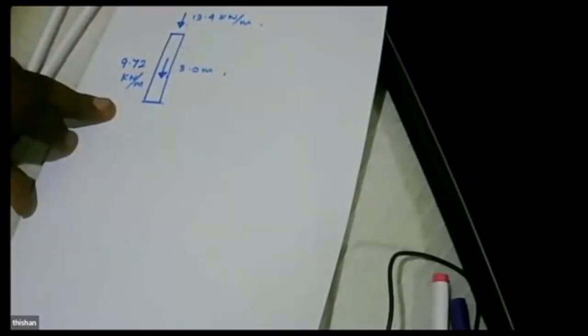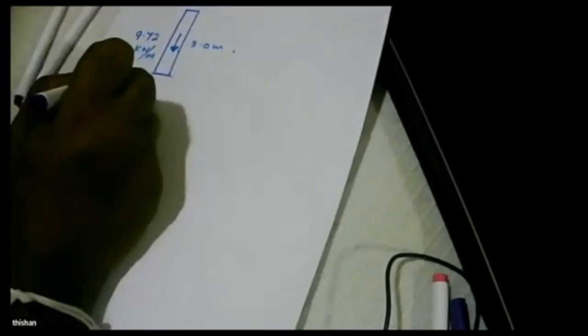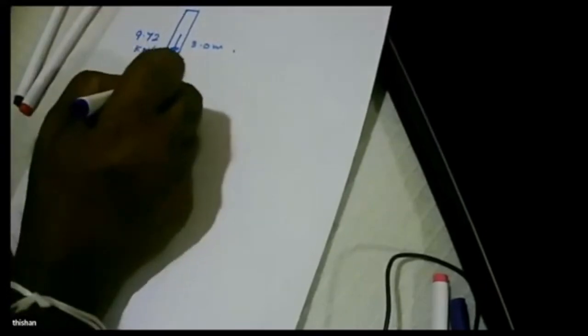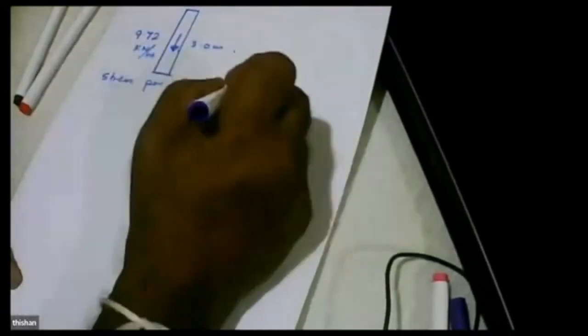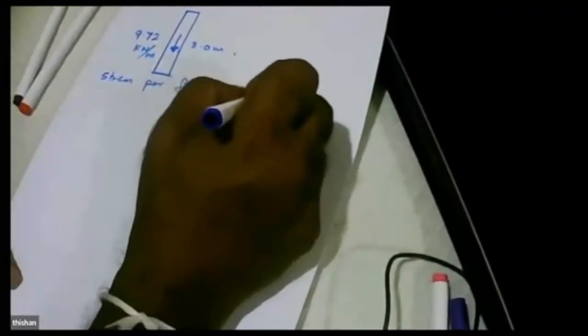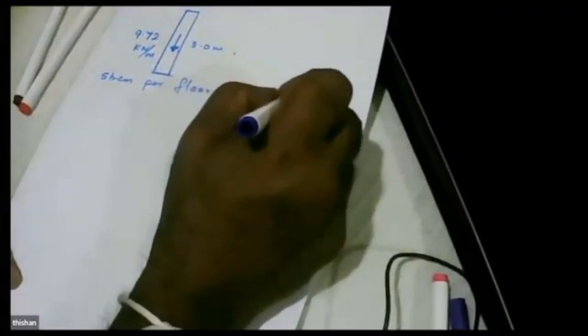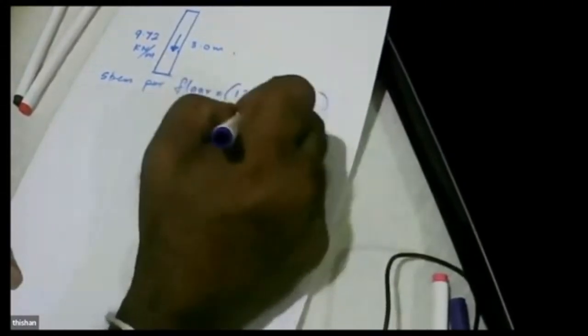So if you look at the total stress per floor, that is 13.4 plus 9.72 divided by 0.1.